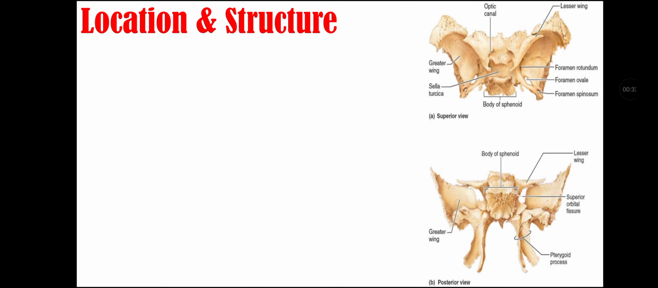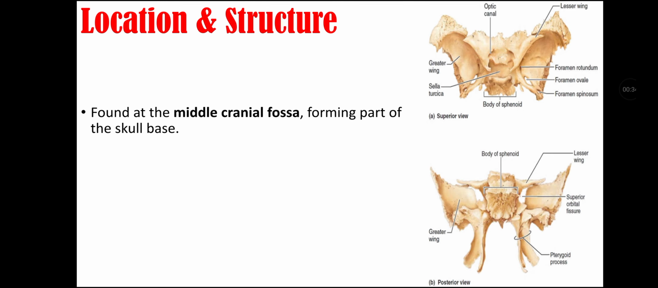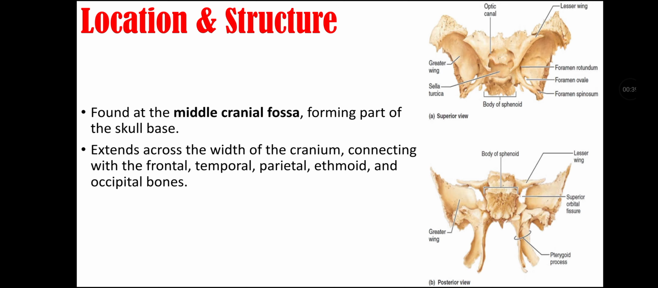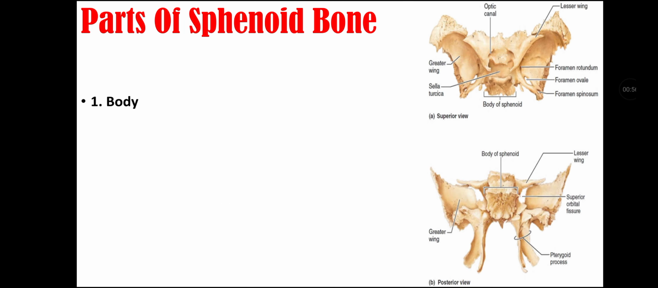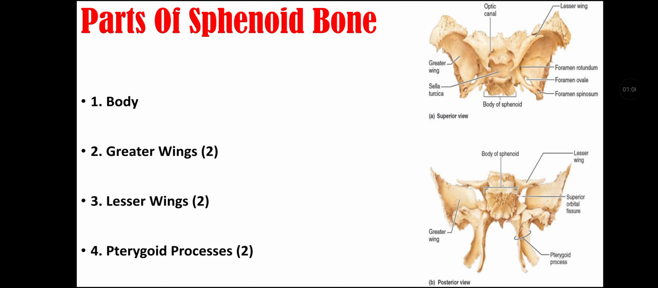Location and structure of sphenoid bone. It is found at the middle cranial fossa forming part of skull base. It extends across the width of cranium, connecting with the frontal bone, temporal bone, parietal bone, ethmoid bone, and occipital bone. It resembles a butterfly or bat shape as you can see in diagram with a central body and two pairs of wings. Parts of sphenoid bone include body, two greater wings, two lesser wings, and two pterygoid processes, as you can see in the diagram. Now let's talk about these parts one by one.